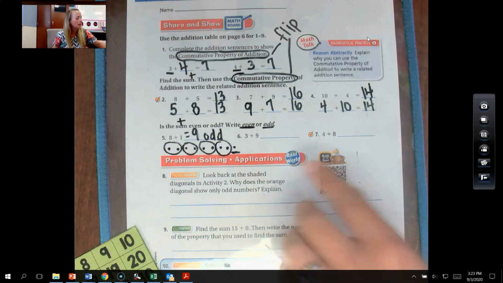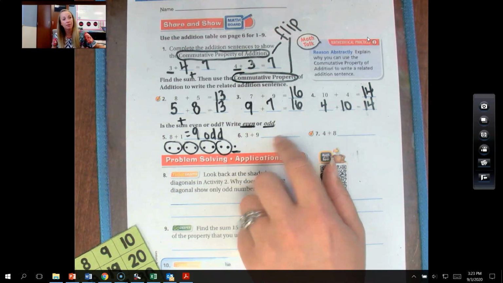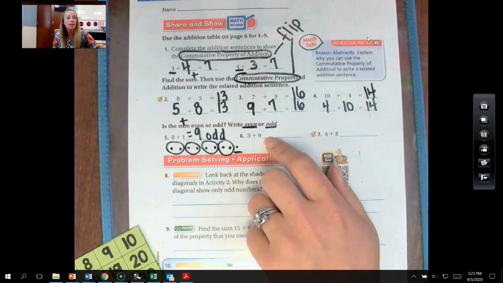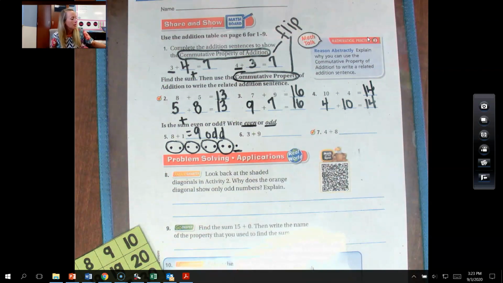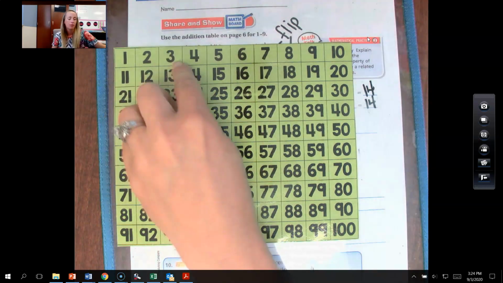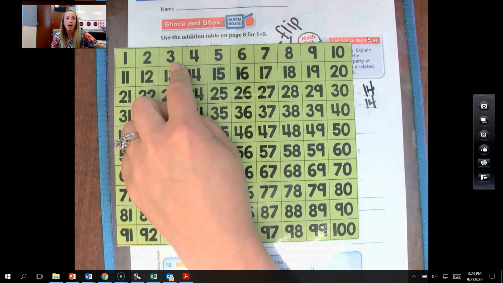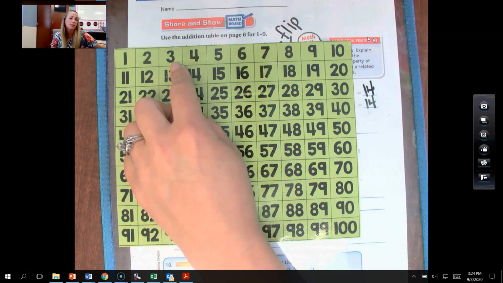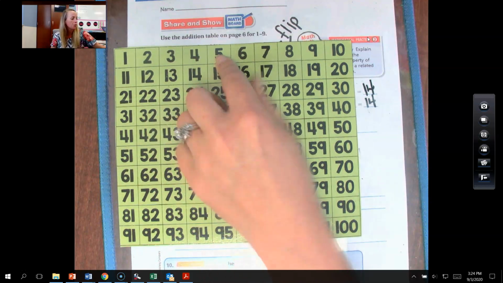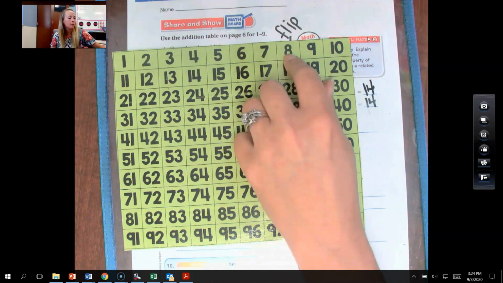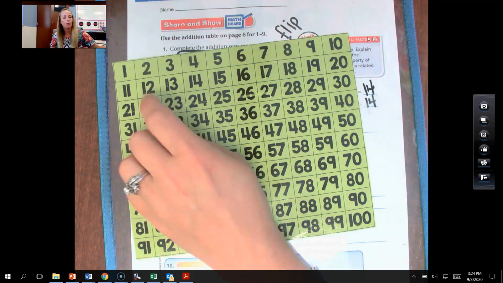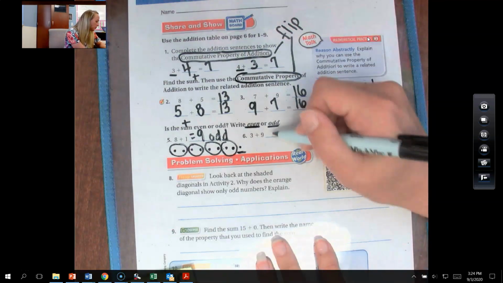All right, next one. What is 3 plus 9? If you know what 3 plus 9 is, please write it in now. If you don't know what 3 plus 9 is, put your finger on the 3. Count up by 9. 3, 1, 2, 3, 4, 5, 6, 7, 8, 9. 3 plus 9 is 12.